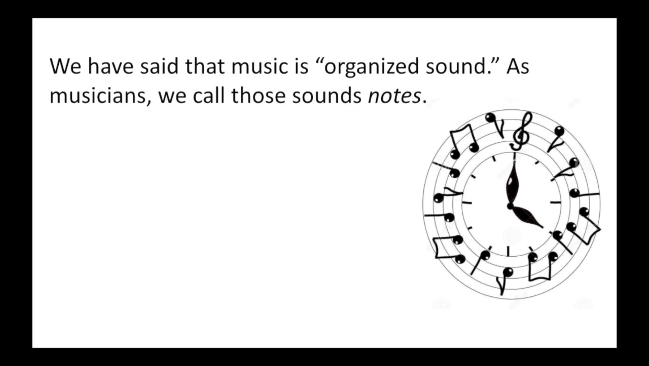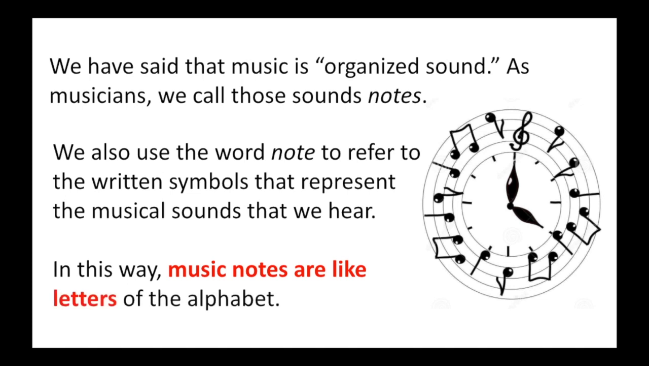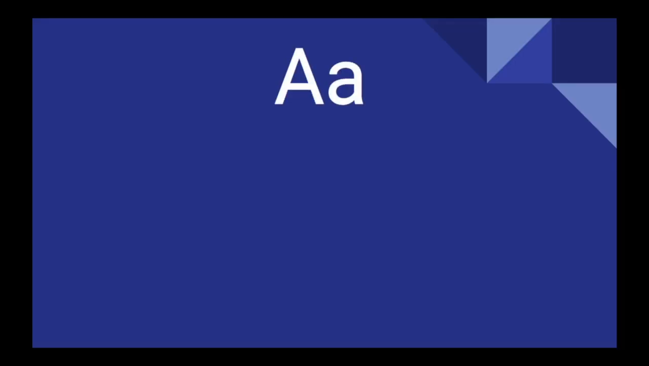So we've said in previous lessons that music is organized sound, and as musicians, we call those sounds notes. We also use the word note to refer to the written symbols that represent the musical sounds that we hear. In this way, music notes are like letters of the alphabet. For instance, the letter A we know makes the sound A. When you see this written symbol, like in the word cat, k, a, t, you see that letter A, you know what sound to make.